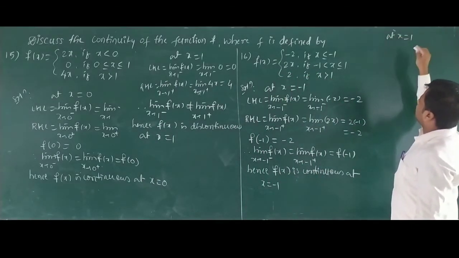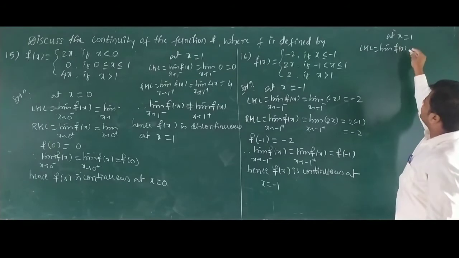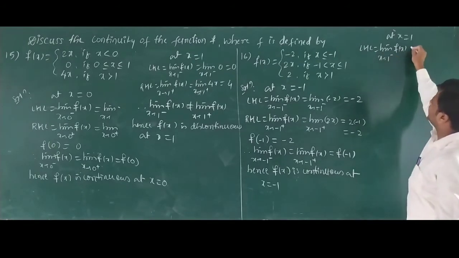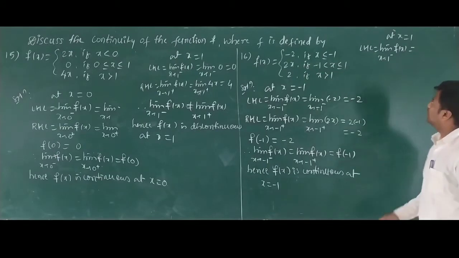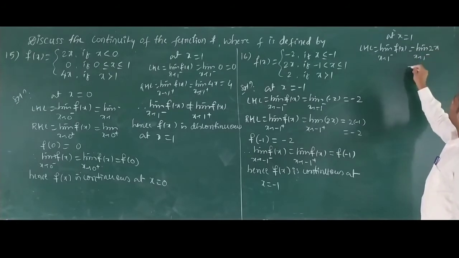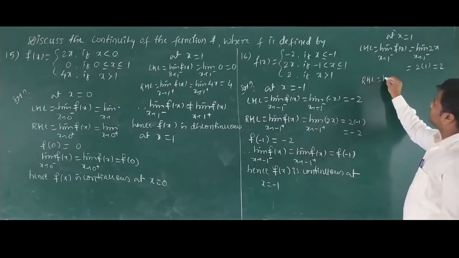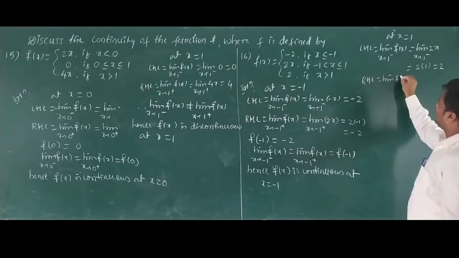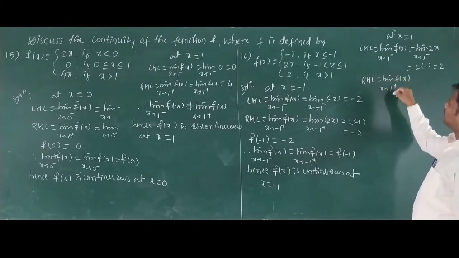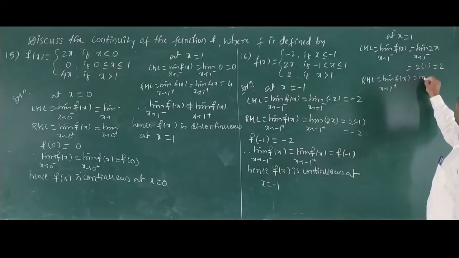At x equal to 1, LHL is the limit of f of x as x tends to 1 minus. Here 2x is there. So the limit of 2x as x tends to 1 minus, putting x equal to 1, is 2 into 1, and this value is 2. Okay. What was the RHL? The limit of f of x as x tends to 1 plus is just the constant function 2, so this is the limit of 2 as x tends to 1 plus.